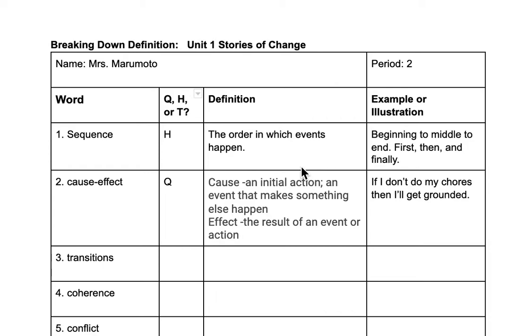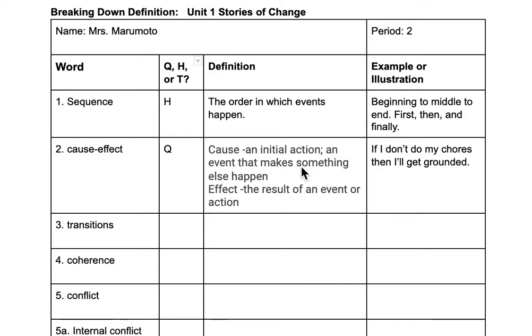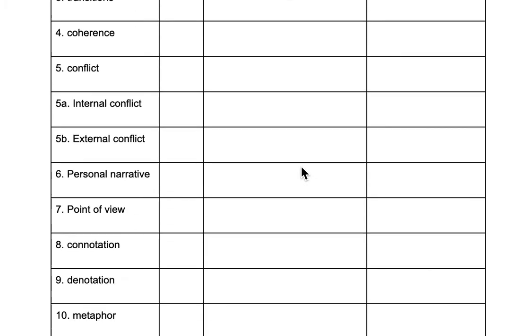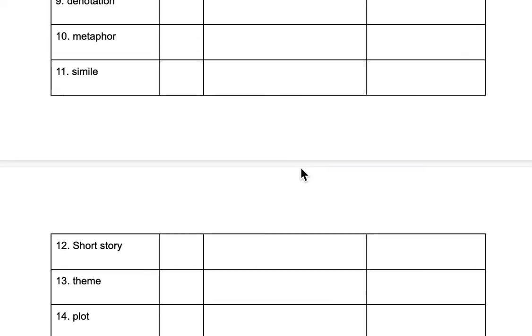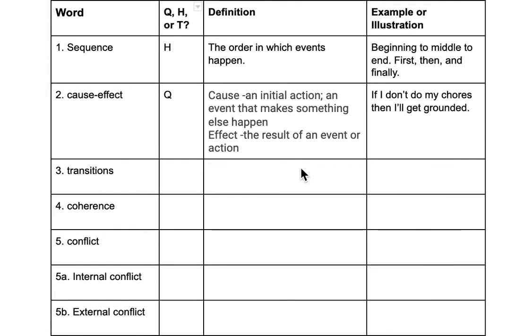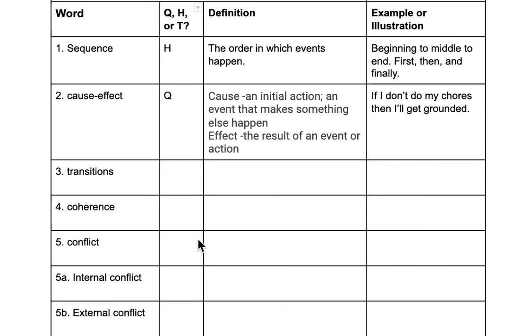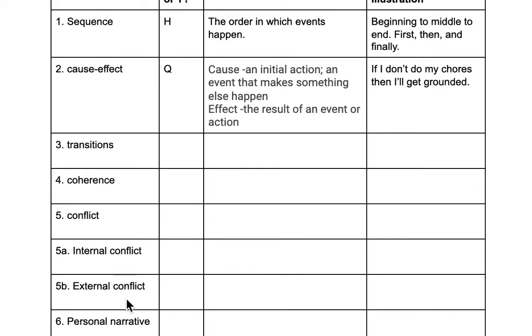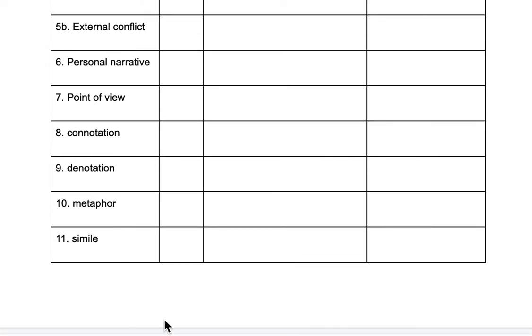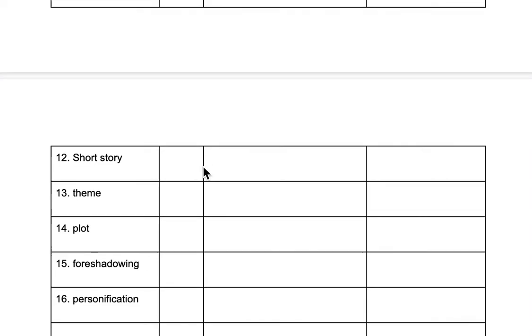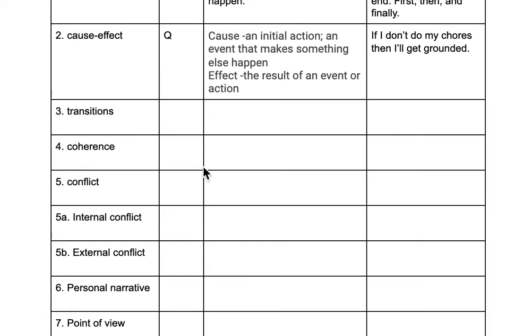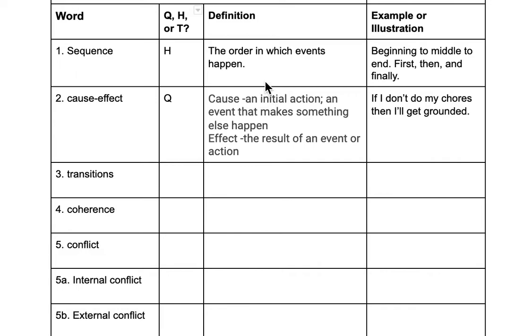Hi everyone, I'm going to be going over how to do the breaking down definitions assignment for Unit 1, Stories of Change. There are 16 words in this assignment and 3 columns that you have to fill out. I do recommend taking some breaks while you're doing this. Do the first 5, take a break, do the next 5, take a break, and do the last part. I wouldn't want you to burn out, so give yourself some time to soak in the information.